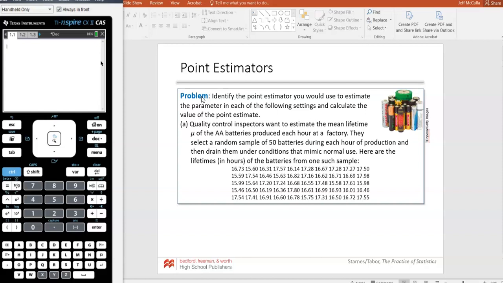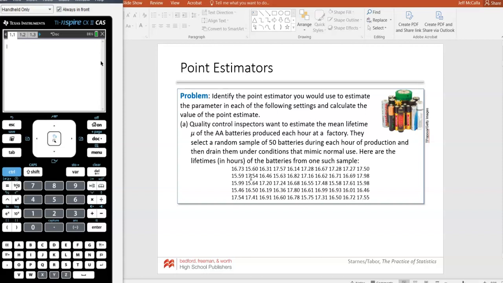Seems like Tesla needs to do this under cold conditions. I heard about a lot of Tesla cars that the batteries weren't charging correctly. Here are the lifetimes in hours of the batteries from one such sample. Okay, so here's all the data. That's one sample of 50 batteries that they took from a large population of batteries.